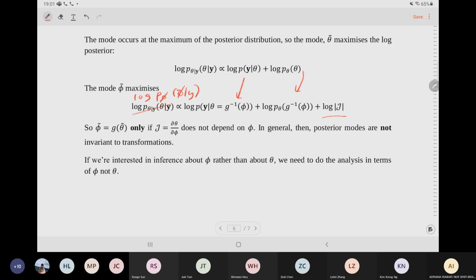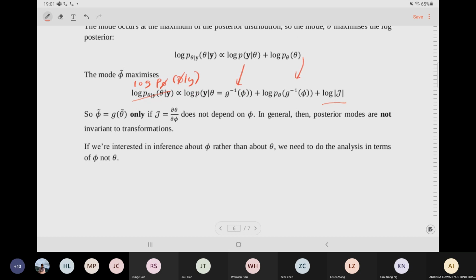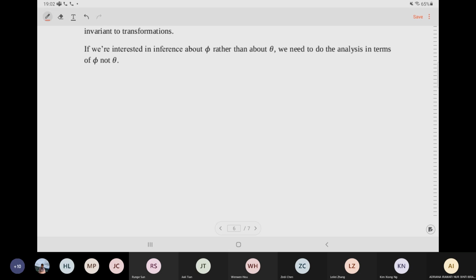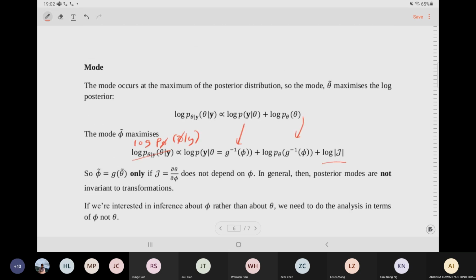It's only invariant, it's only equal, if the Jacobian does not depend on theta. If this Jacobian is a constant, and you take the log of the constant, then of course it does not matter. But in general, that's not true. Because of the Jacobian, it becomes not invariant to transformation. So the modes here are not invariant to transformation. If we are interested in phi rather than theta, we need to do the analysis in terms of phi, not theta.